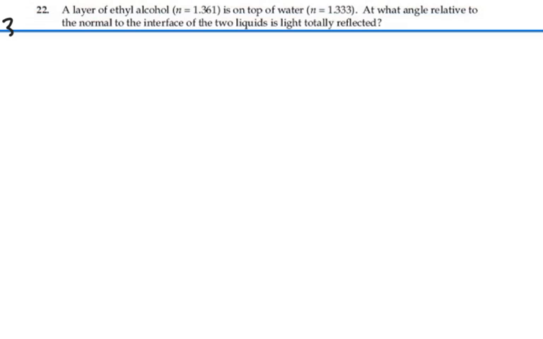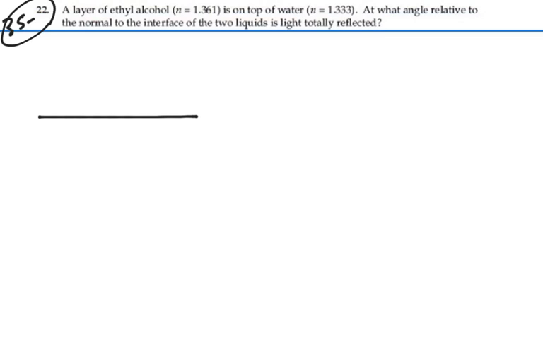Here's problem 3522. A layer of ethyl alcohol, index of refraction 1.361, is on top of water, index of refraction 1.333. At what angle relative to the normal of the interface of the two liquids is light totally reflected?